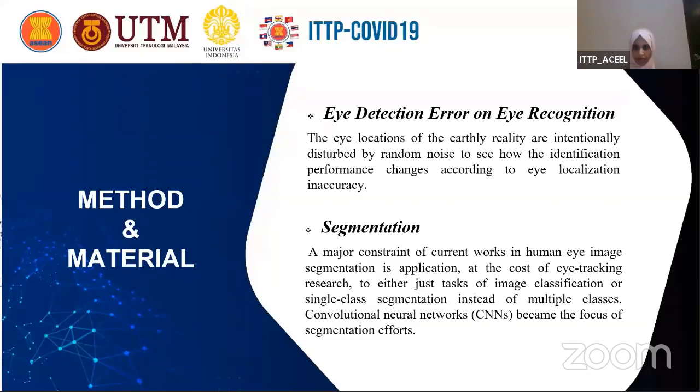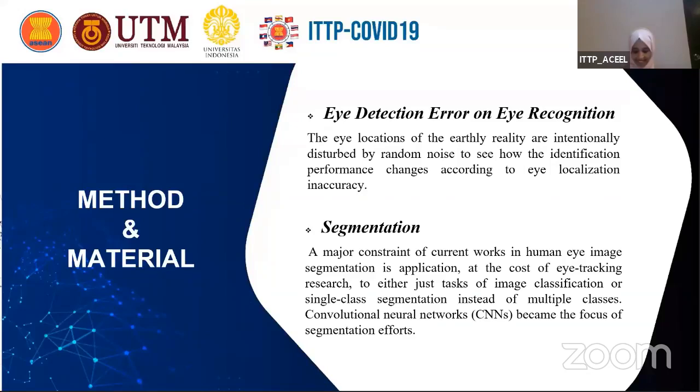Okay, now the next slide is the method and material. Firstly, the eye detection error on eye recognition. The eye locations of the ground truth are intentionally disturbed by random noise to see how the identification performance changes according to eye localization inaccuracy.